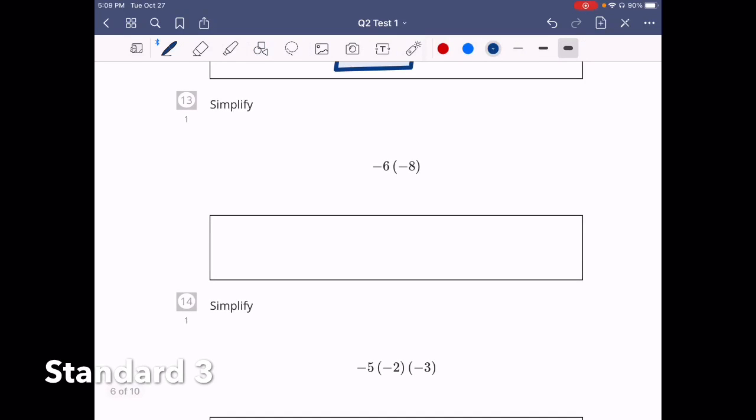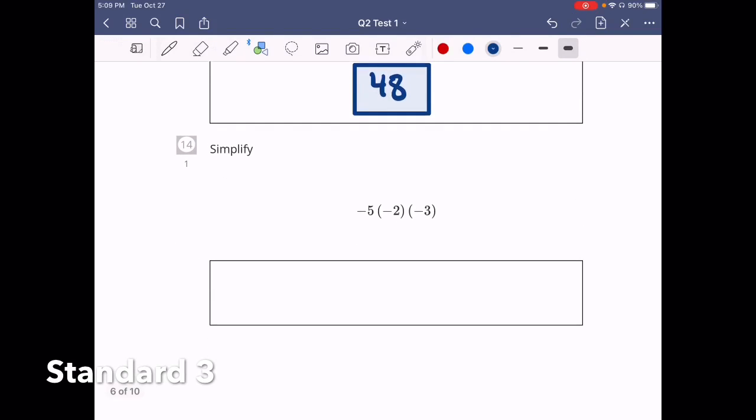All right, negative 6 times negative 8. So now I have two negatives that I'm multiplying together. So that answer is always going to be positive. So I'm just going to leave it and then do 6 times 8, which is 48. So I have positive 48 is my answer for that. Most of you guys did very well with the standard. This one was a little tricky.